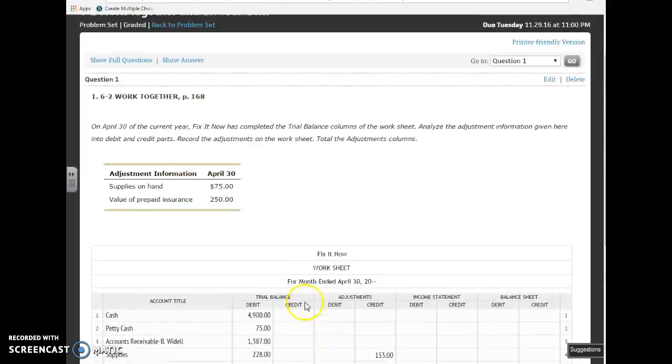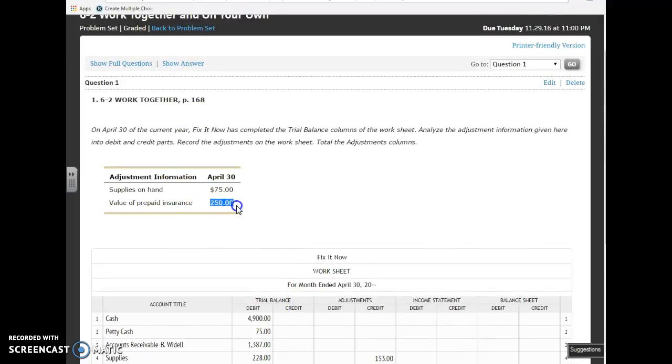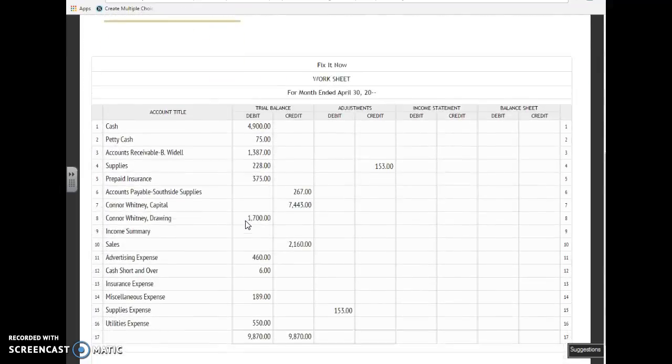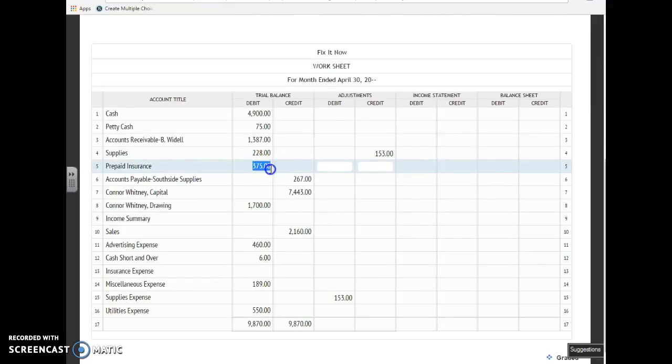Now the next thing I need to do is deal with my prepaid insurance. They're telling me my value at the end of the month is $250. Well, I paid out $375, so again I'm going to take the difference between these two. So I'm going to credit $125, and then I'm going to debit insurance expense $125. I'm going to take the total of these two. My grand total is $278. I'm going to take the total of my credit column, the two items, grand total $278. My debits and credits are still balancing, which is where I should be.